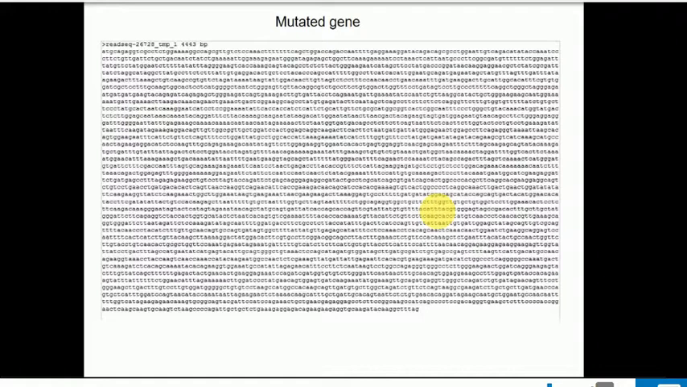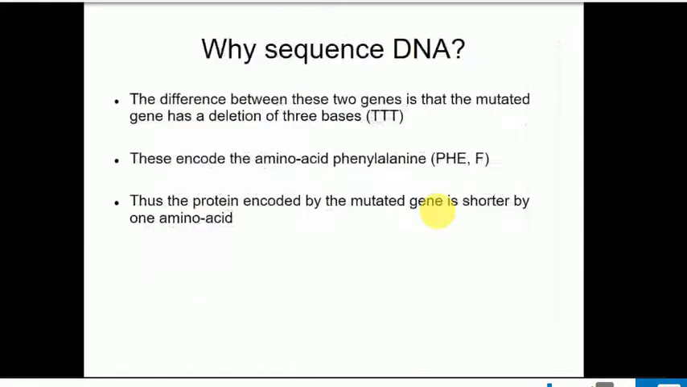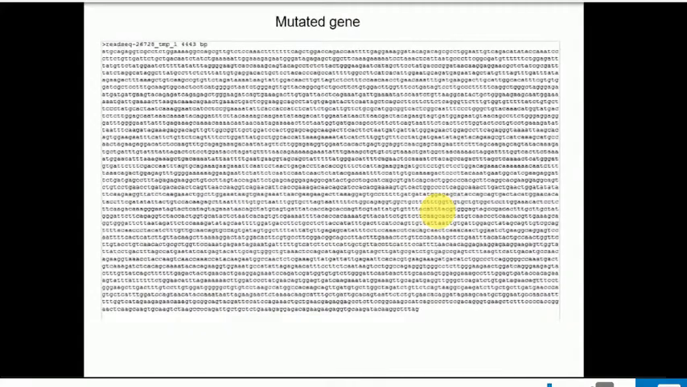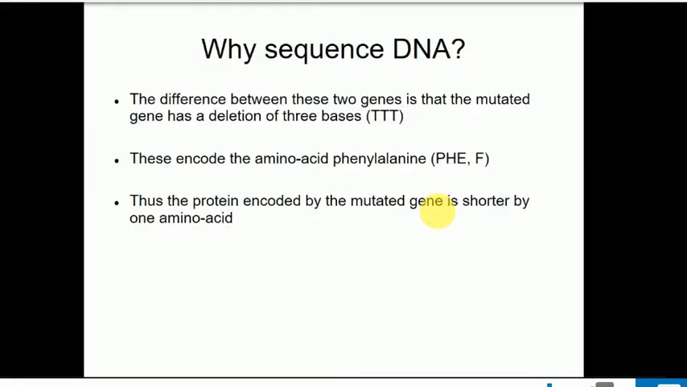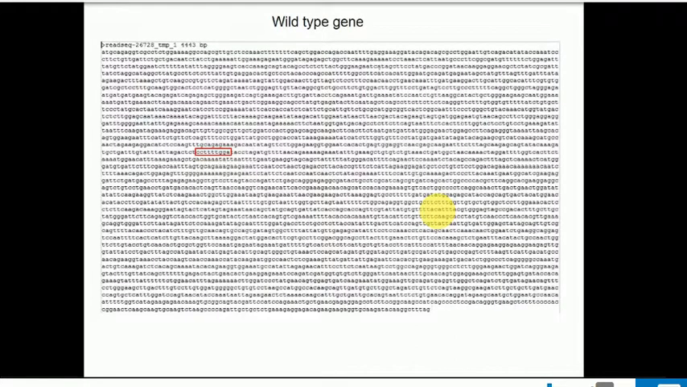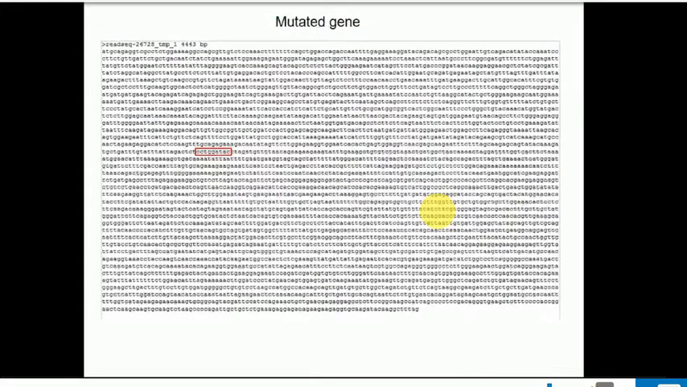You could sit down again, go along base by base if you were so minded, but I'll save you the trouble. The difference between those two genes is that the mutated gene has got a deletion of three bases. Those three bases encode phenylalanine, F in the single letter code, and so we know that the mutated protein is one amino acid shorter than the wild-type protein. There's the wild-type gene. I've now put a box around the region to look at, and if I move on to the next one, you can see those three T's are disappearing in the mutated gene.